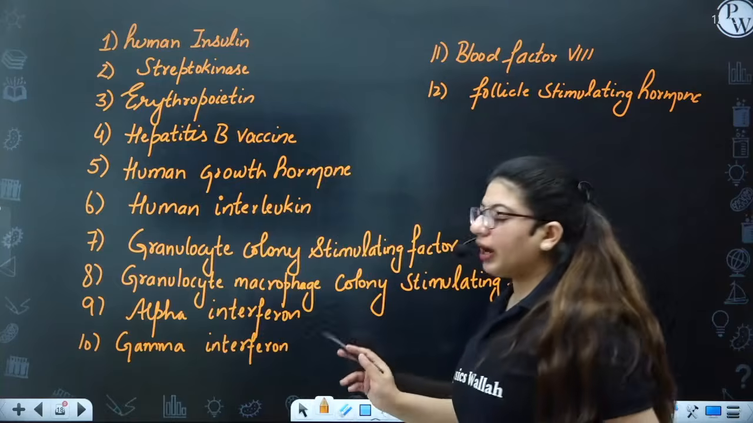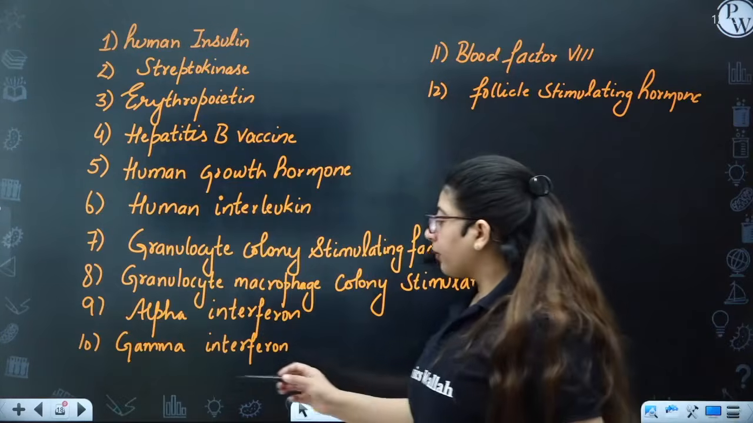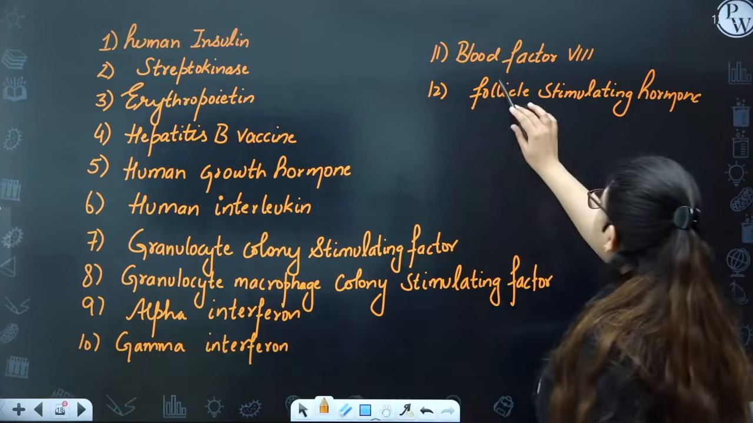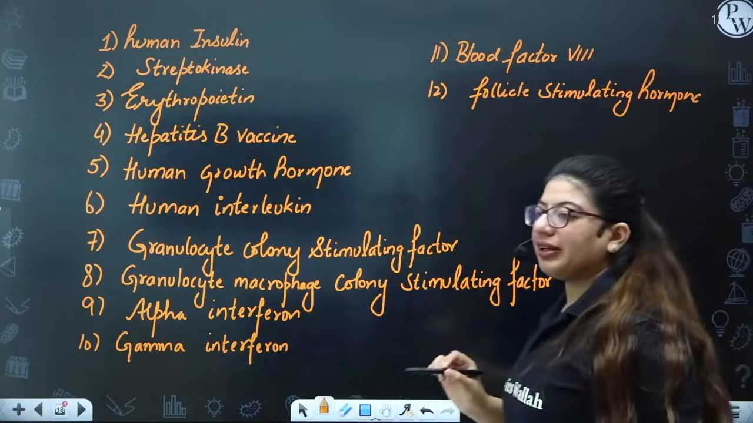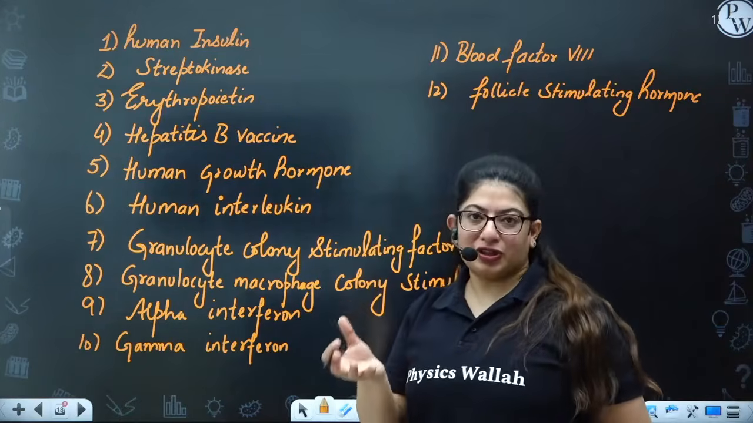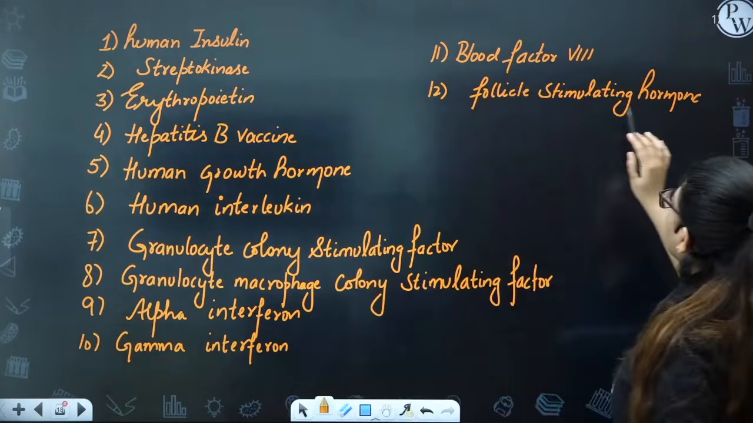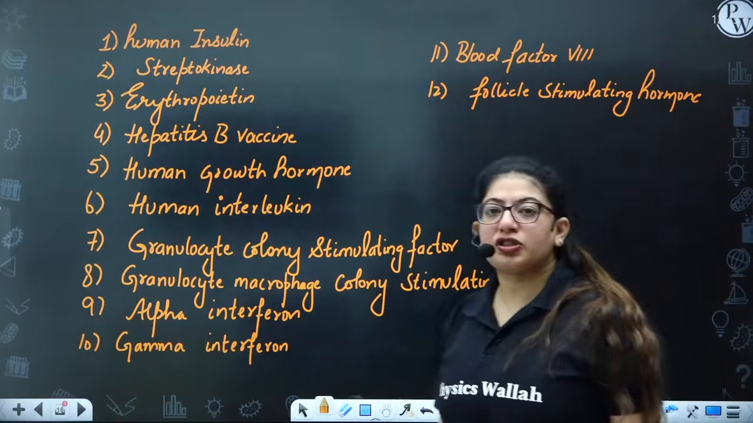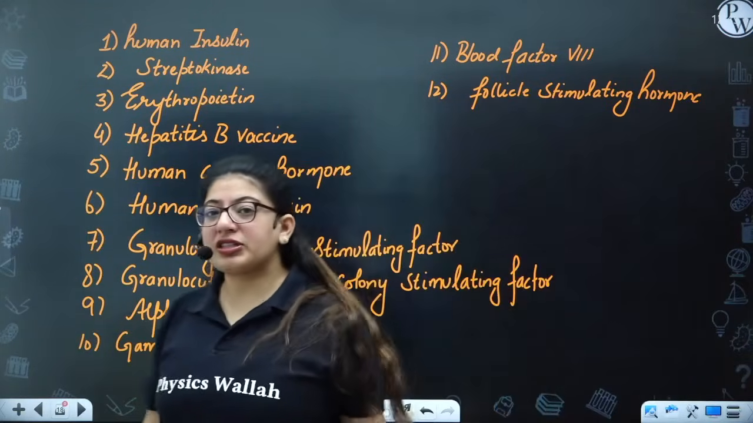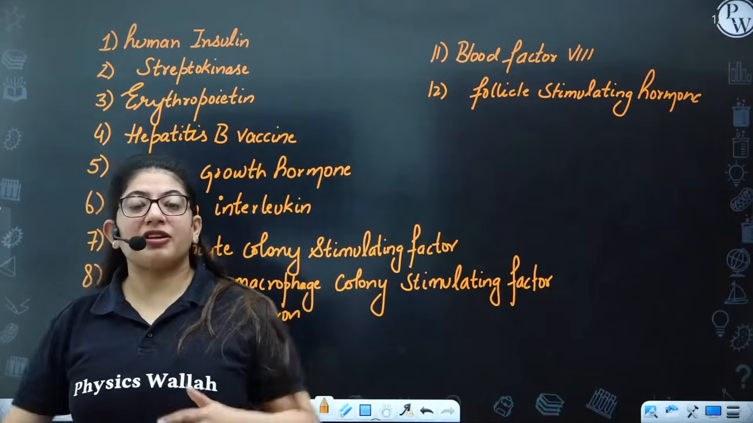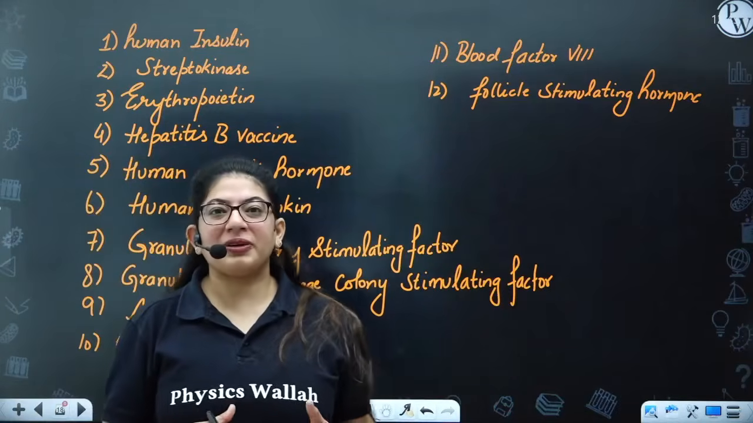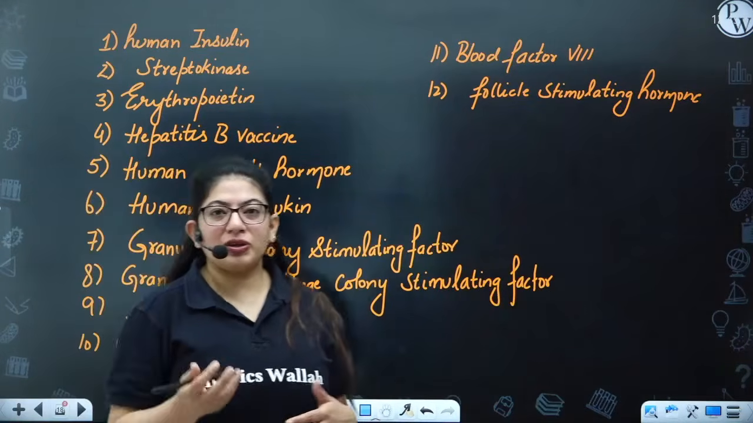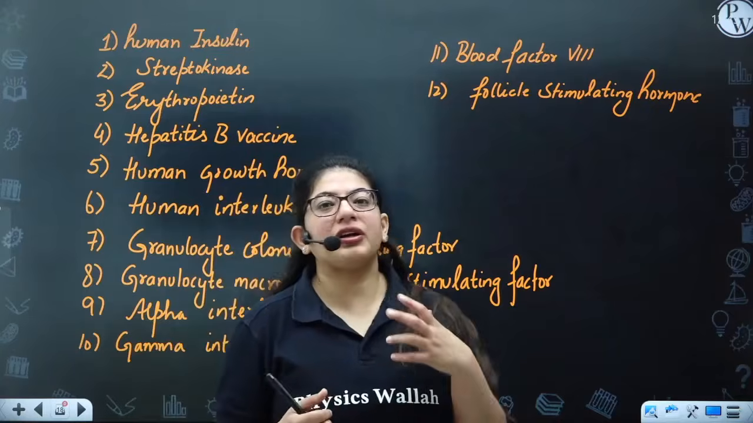Alpha interferon, again, this is an immunoprotein. Gamma interferon. Blood factor 8. Blood factor 8 is a clotting factor and it is used in hemophilia. And follicle stimulating hormone, FSH, is used in infertility. So this is how we have made these therapeutics, and there are a lot of other therapeutics that you can make, and you can use them against different diseases.